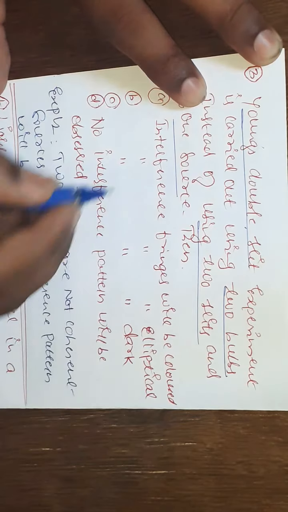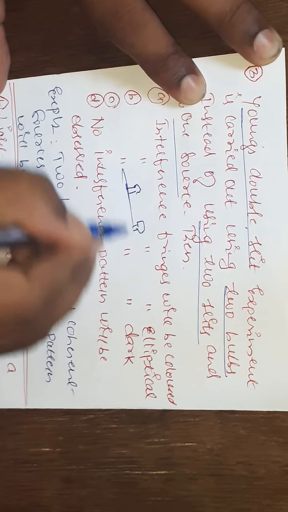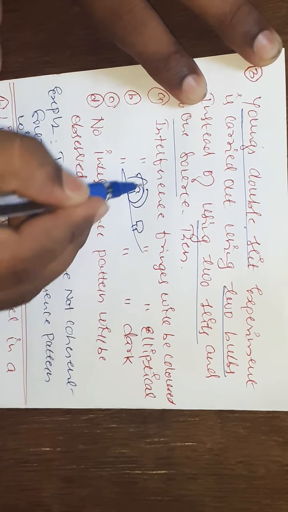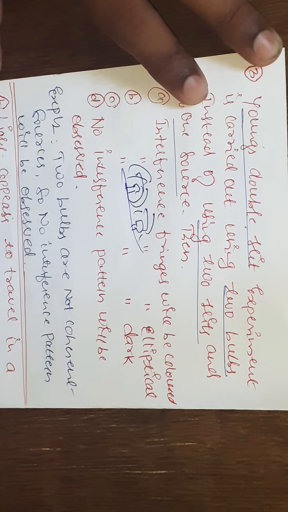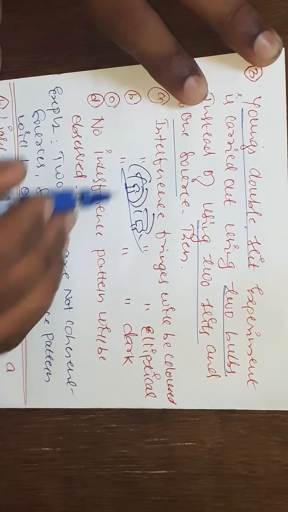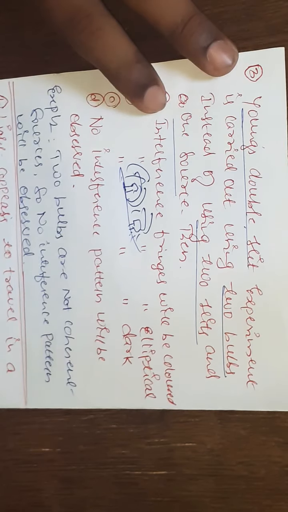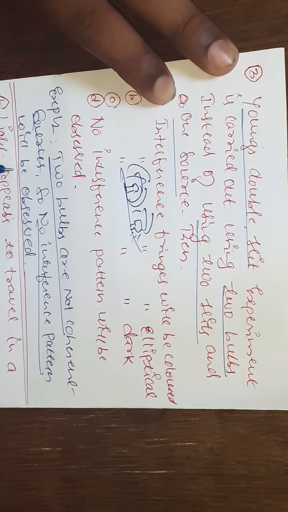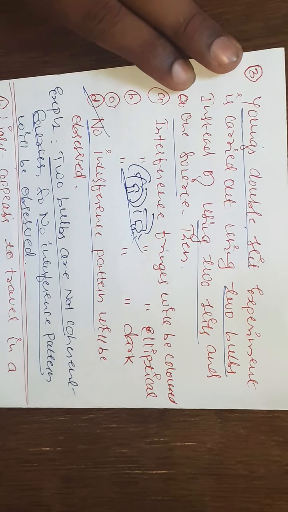Okay students, in this case two bulbs are used. We know already these two bulbs are not coherent, because light is moving in all directions. These two bulbs are incoherent sources. So no interference pattern will be observed. So the right answer is no interference pattern will be observed.